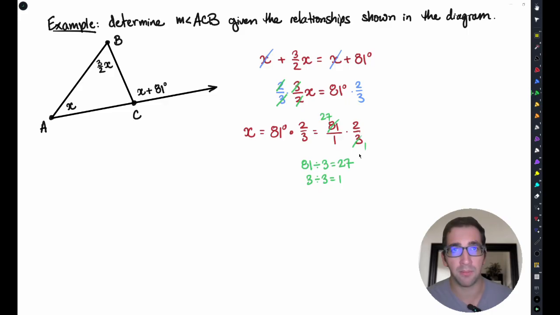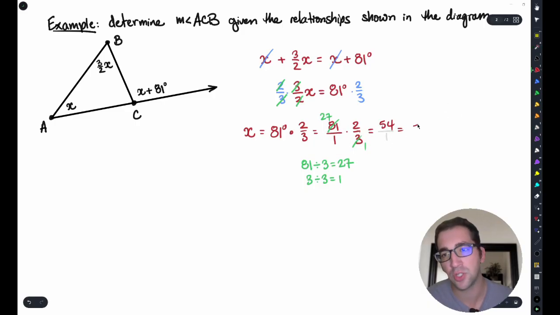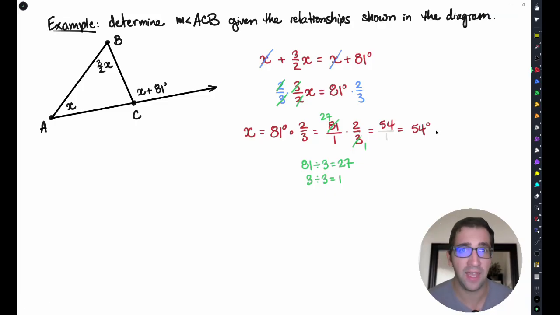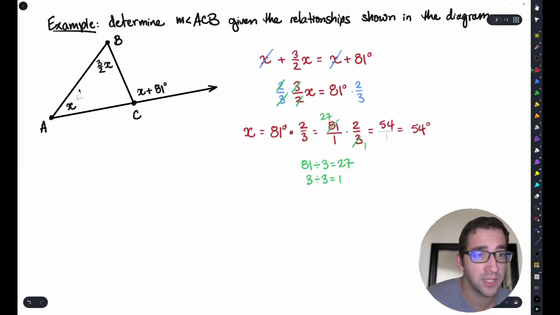So at this point, we can now multiply the numerators and multiply the denominators. 27 times 2 is 54. In the denominator, we just have 1 times 1. That's 1. So we have 54 over 1, but over 1 isn't really needed to be written. It's just 54 degrees. That's the value of x, which then tells us the measures of the other angles. Specifically, that 54 degrees can be labeled here for angle A as 54.